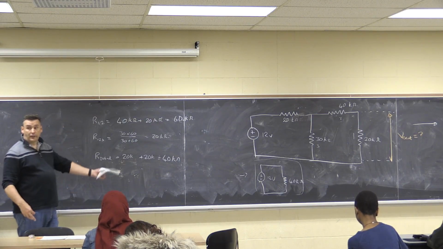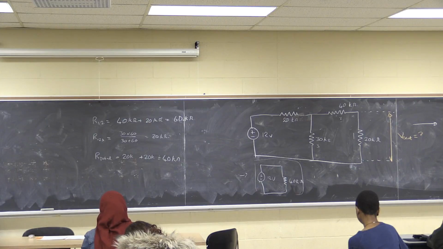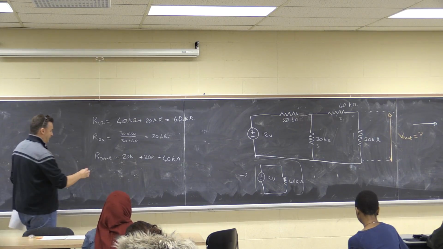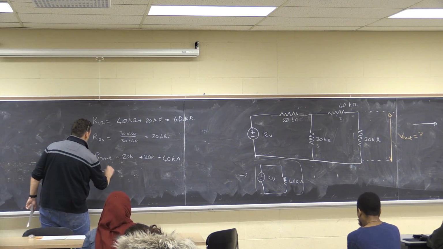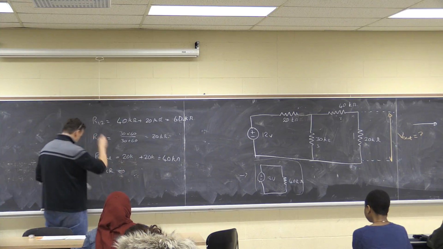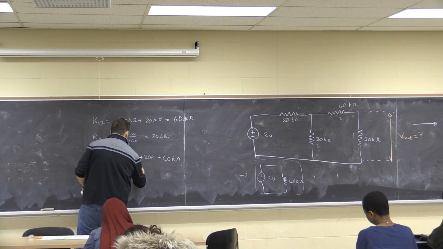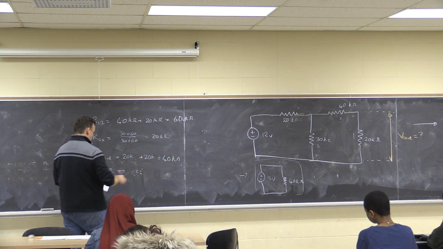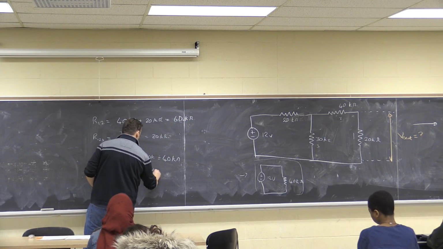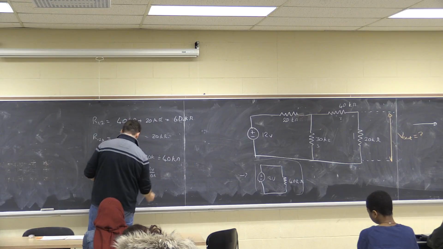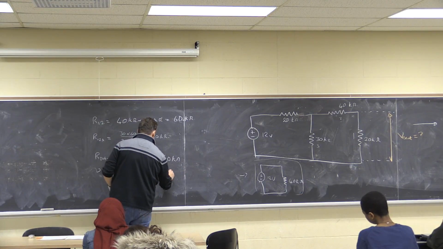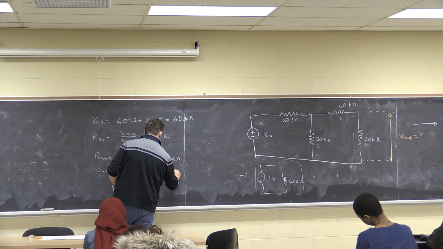So I know R, I know voltage, Ohm's law comes in, I now know current, so I can say V equals IR, gives me current equals 12 volts over 40 kilo ohms equals 0.3 milliamps.